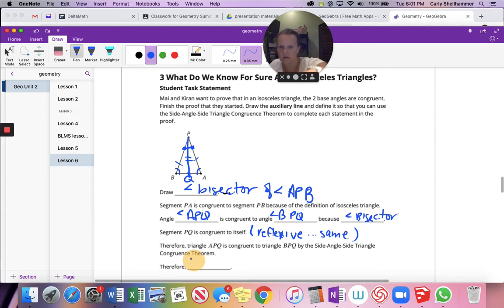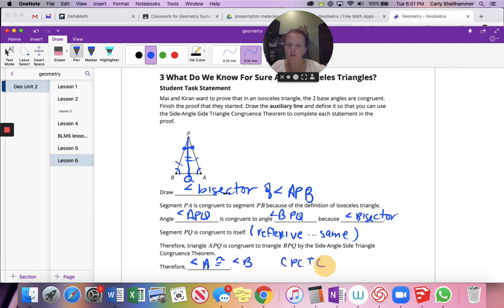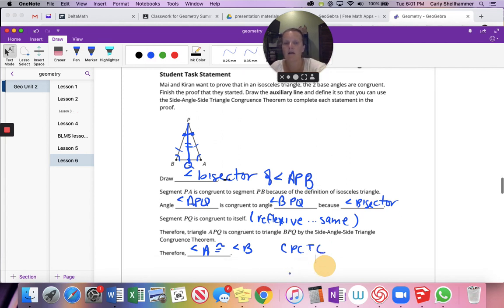Angle A is congruent to angle B. And then my reason would be CPCTC: congruent parts of congruent triangles are congruent. So that is a much simpler proof. So that's a little bit between what they've been doing already and what I do with my columns.